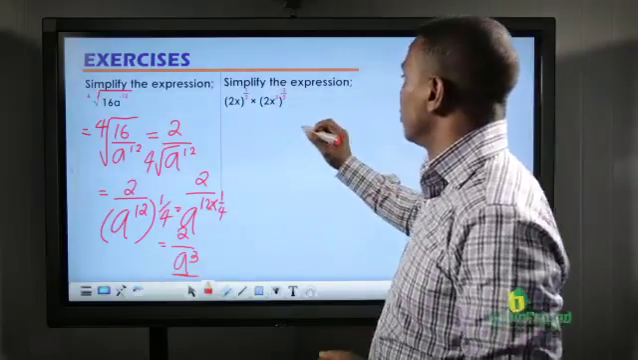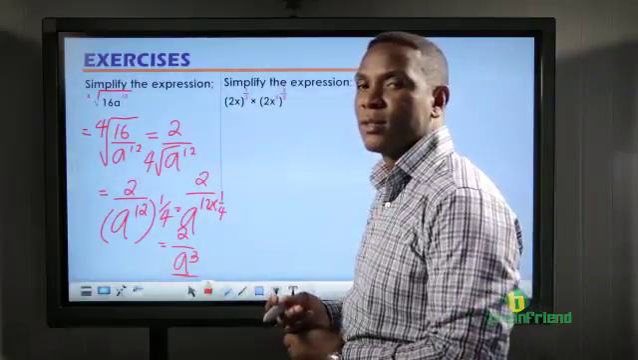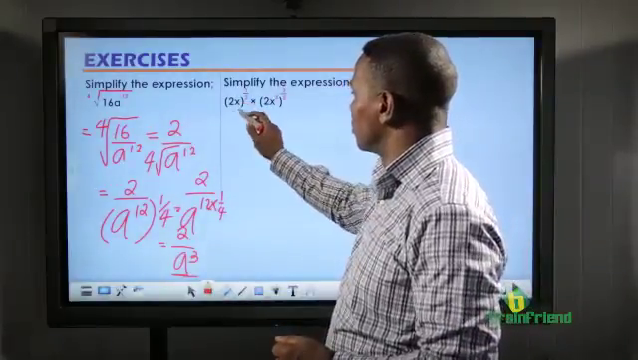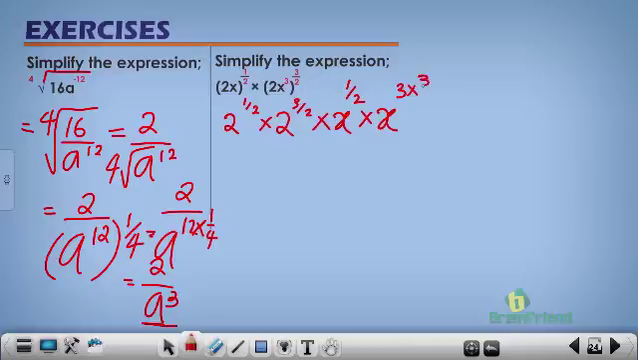Let's take a look at this one. We said further on in our class that we collect like terms. So we would say 2 raised to power half times 2 raised to power 3 over 2, times x raised to power half times x raised to power 3 over 2.